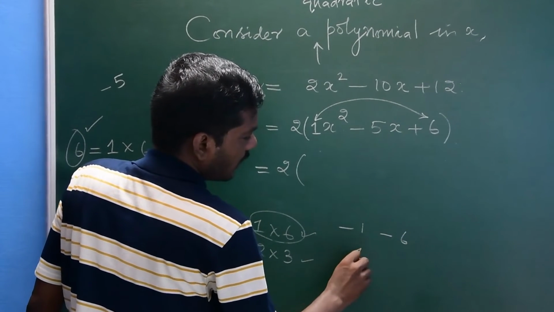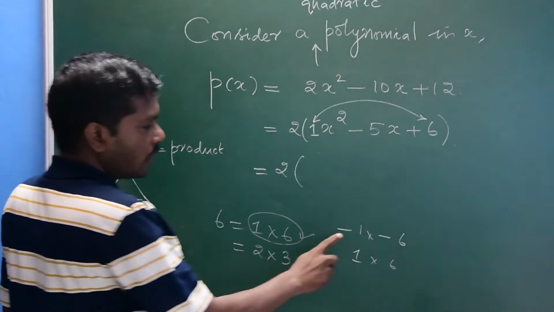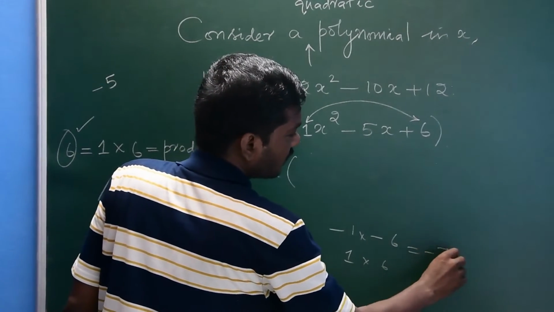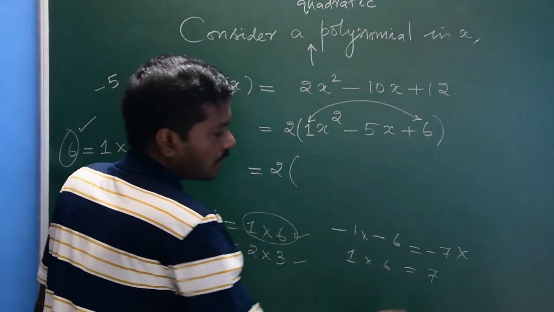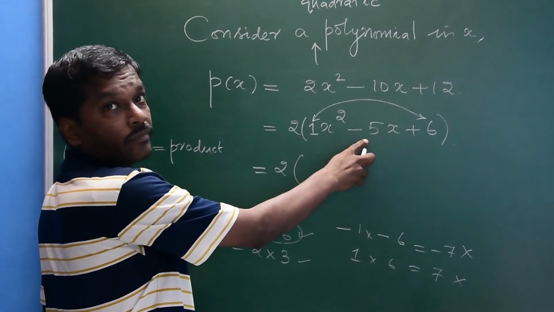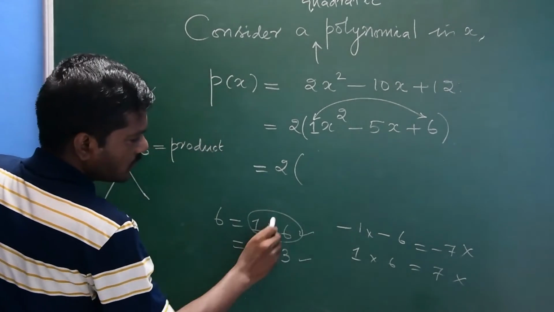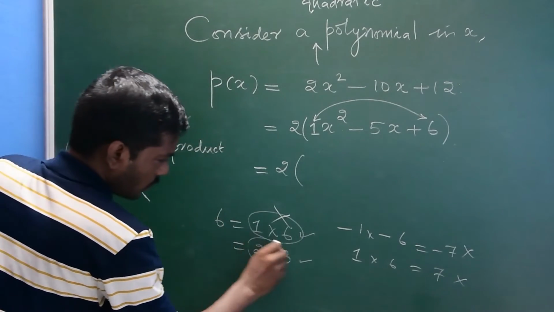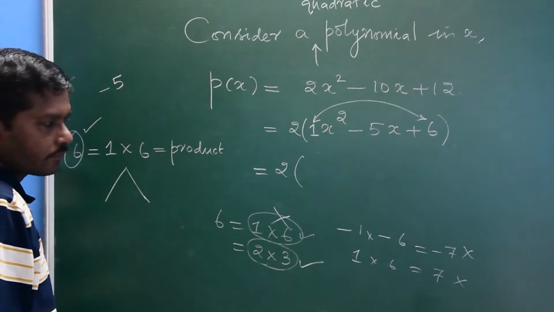This is one possibility, or this is another possibility. When you add these two, what you will get is minus 7. So this is not possible. When you add these two, you will get plus 7. So that is also not possible, because we have minus 5 as the coefficient of x in the middle. Okay? So this possibility is washed out. So we consider the next possibility, 2, 3.